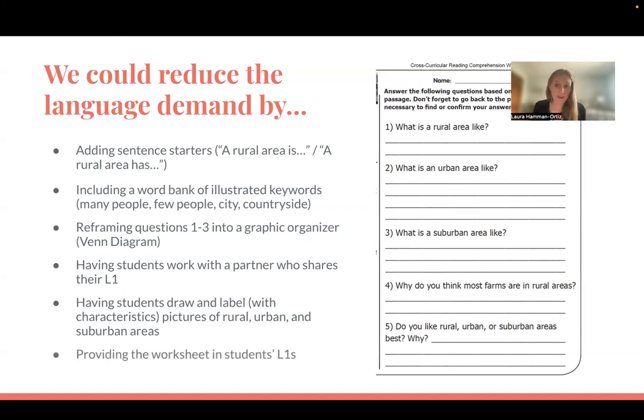And finally, I could provide the worksheet in the student's home language. So if I know the student is literate in their L1, if I know they can write in their L1 and they can read in their L1, if I'm really focused on the content and not as concerned with them understanding the content in English, then I don't need to necessarily have them do this assessment in English. They could do it in Spanish and show me that they understand rural, urban, and suburban. They might even read the passage in English, but still be able to write their responses in Spanish.